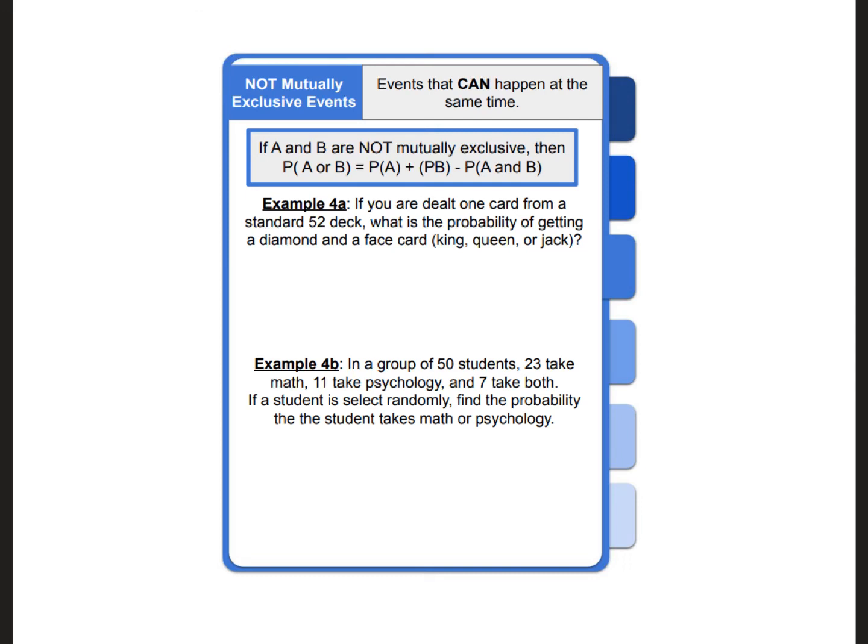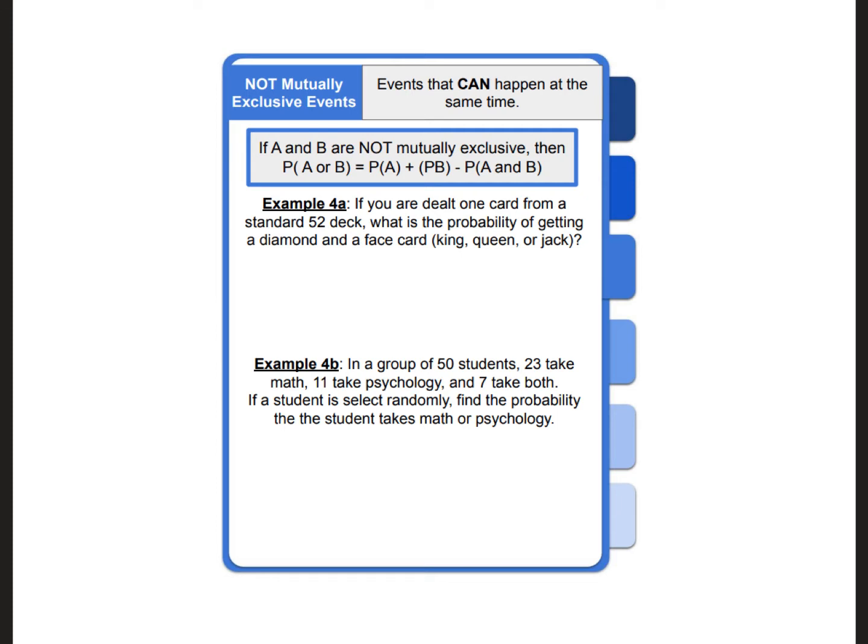Hello, in this video we are talking about events that are not mutually exclusive. Those are events that can happen at the same time. It's something like drawing a card that is a heart and also a 2, or I don't know, I don't have another good example for you. The cards are the easy ones.